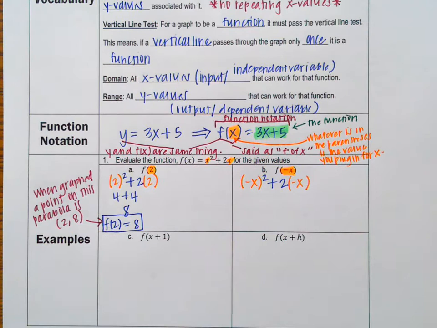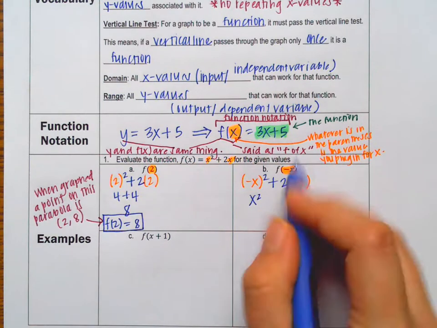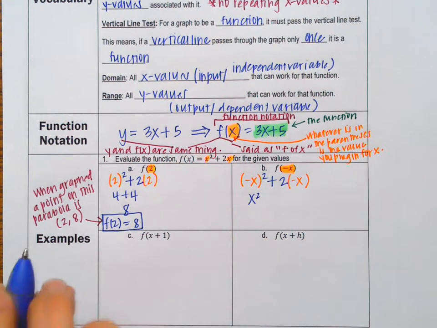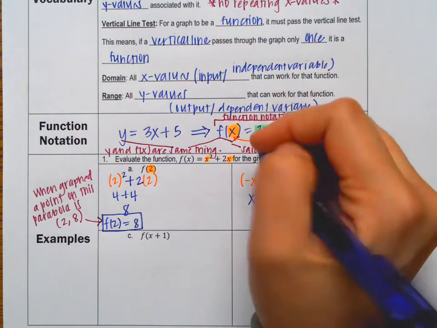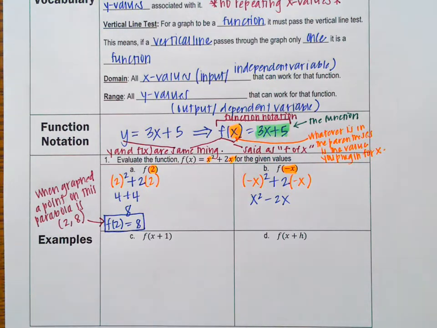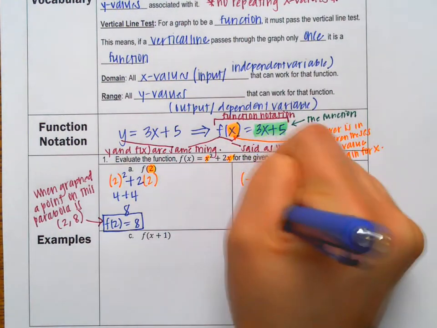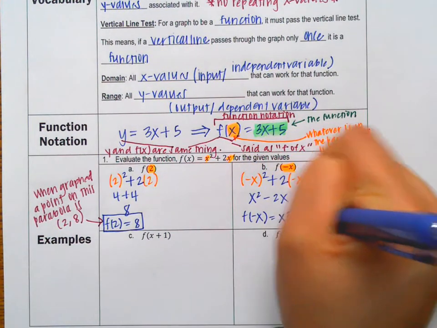Okay, so let's simplify that. So negative x squared, that's saying negative x times negative x. Well, the negative and the negative make a positive, and this actually becomes a normal x squared. And then 2 times negative x, well, 2 times that negative 1 becomes negative 2, and then the x is there, so it's minus 2x. Is there anything further that I can simplify? I can't. There's no like terms. So f of negative x is equal to x squared minus 2x.